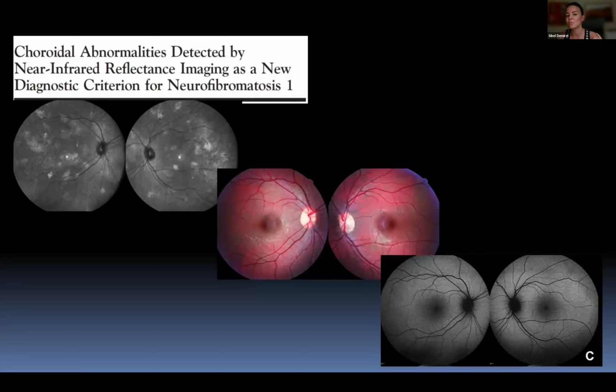And it's even more valuable than Lisch nodules in the iris tissue. So as you see here, those are the nodules. You cannot recognize anything in the fundus autofluorescence pictures. However, they are pretty obvious in near-infrared pictures.